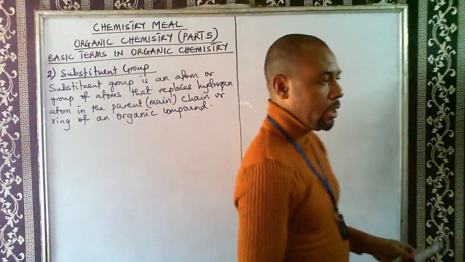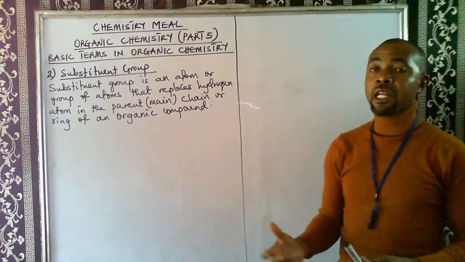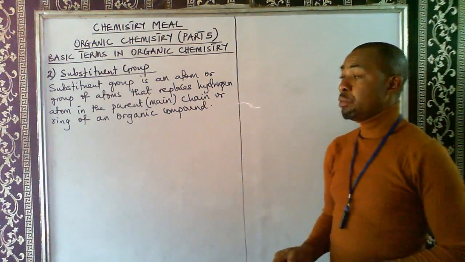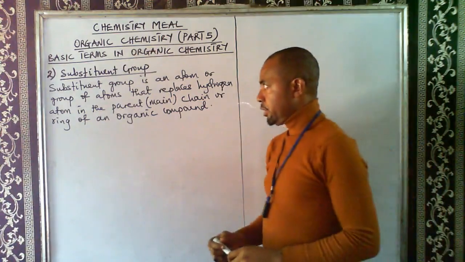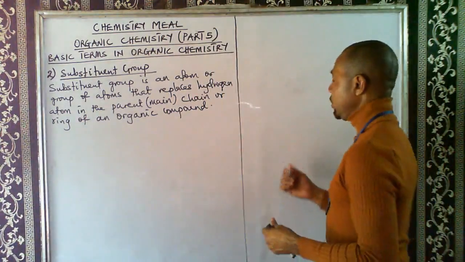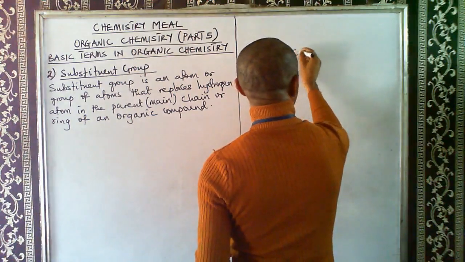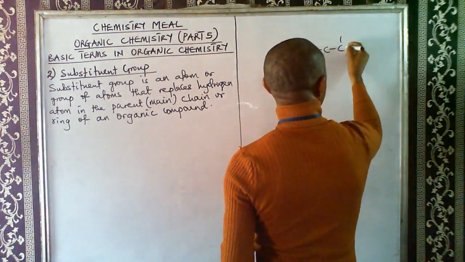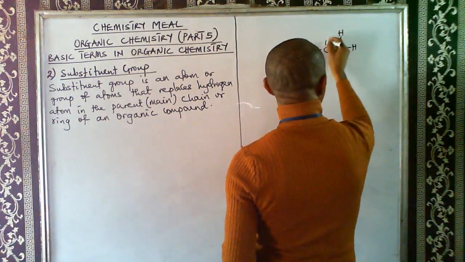So in some cases we can just say that substituent group is a group of atoms or an atom that is attached to the main chain. So any group that is attached to the main chain other than hydrogen, that group is what? A substituent group. So let's look at this definition closely. If I have this carbon chain consisting of 5 carbon atoms, and I have hydrogen all through.